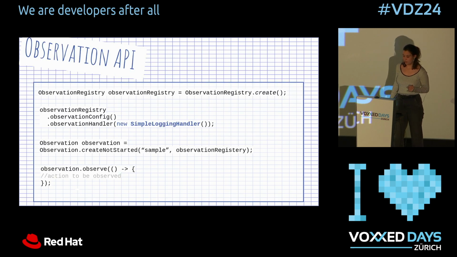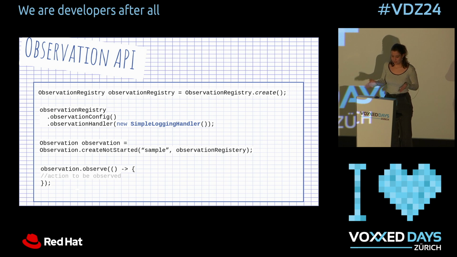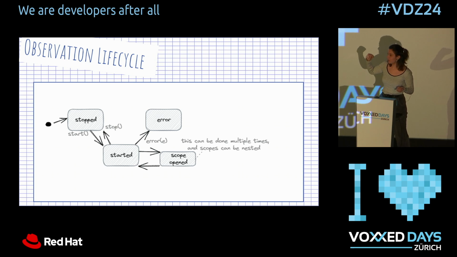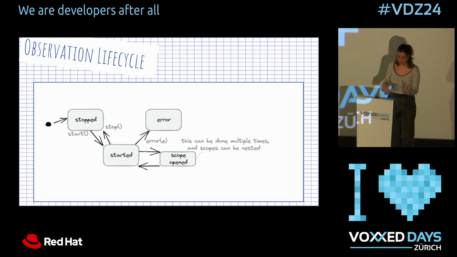For the observation API, in order to create it in plain Java, you would need a registry. And in the registry, you can hand in the configs and also a logging handler, how to handle it. Based on that, you can then create an observation. And the observation can then observe things in your code. The observation has a very simple life cycle. It gets started. It can get stopped. You can open the scope multiple times, so you can also have nested expressions in there. And yeah, there's also the possibility that there is an error. But that's a simple life cycle.